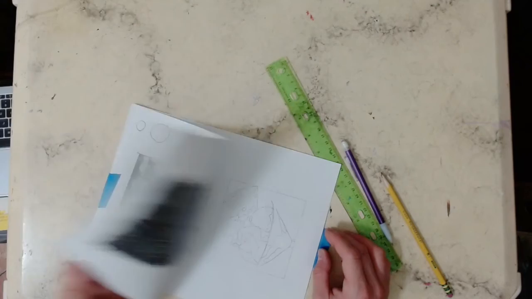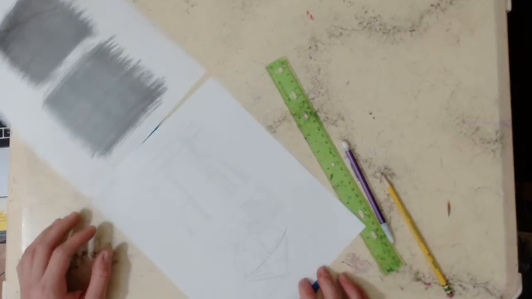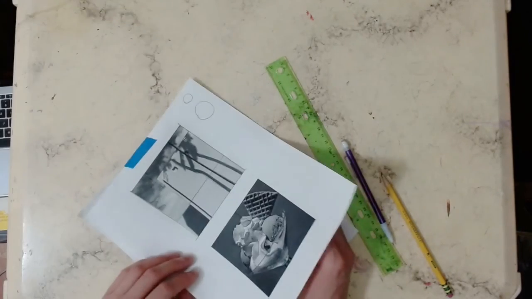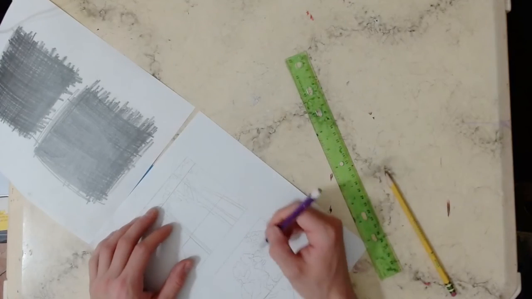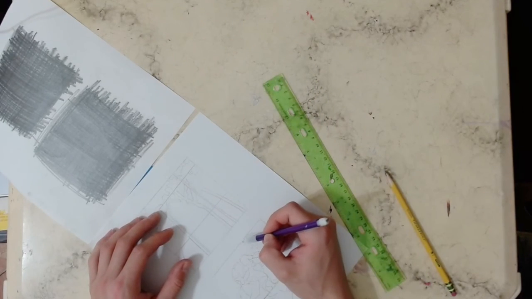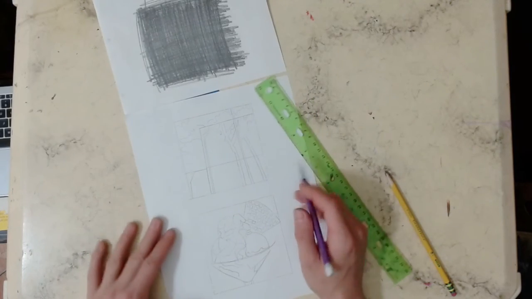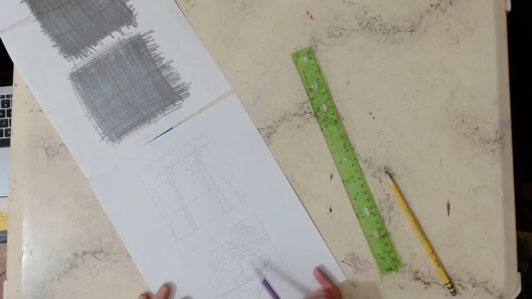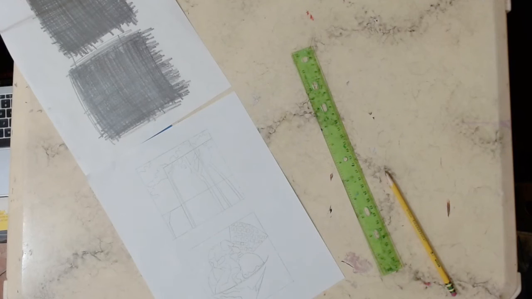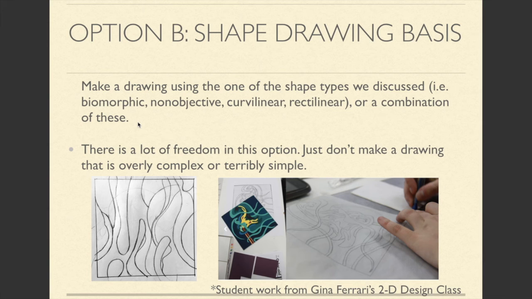Moment of truth. Okay, there's our drawing. Like I said, I did miss one line right here. I'll draw that in. Okay, so here we go. So we have a series of shapes that we could later color in. Alright, so that's how you do this part of the project if you choose the photographic basis option.